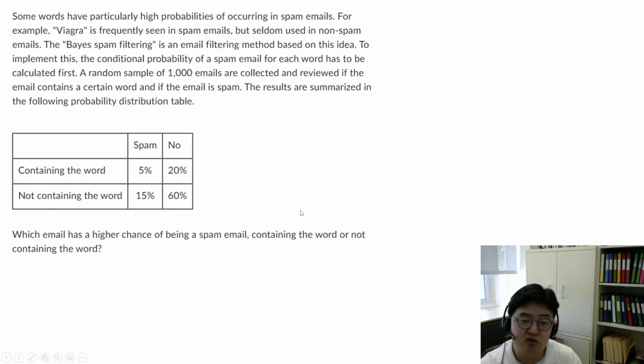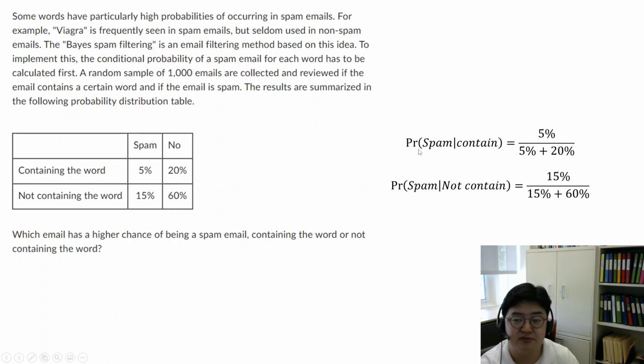What we are going to compare is, basically, we are interested in the chance of being a spam mail. So the main event is the email being spam. But we change the condition. The condition is whether the email contains the word statistics or not, right? So we will calculate two conditional probabilities, and it works like this.